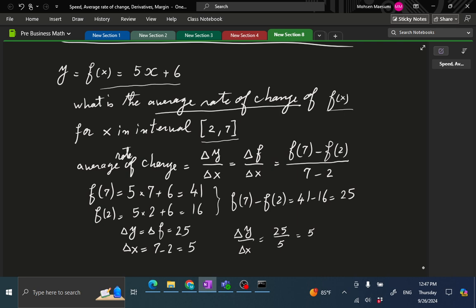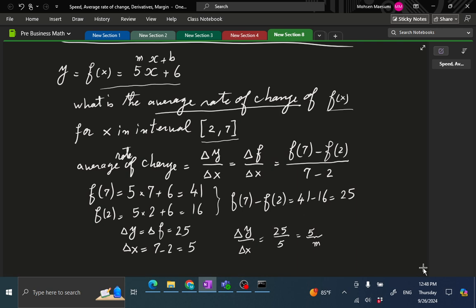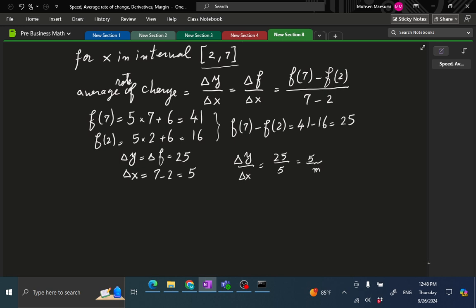Okay, if you do this exercise with any function like this, mx plus b over any interval, out comes m. So this whole process can be simplified by saying that if I have a line mx plus b and any 2 points, any 2 number values for x, the result of this whole thing is going to be m. Well, that's rather easy to understand why that is.